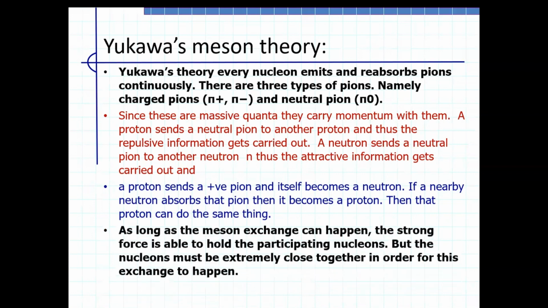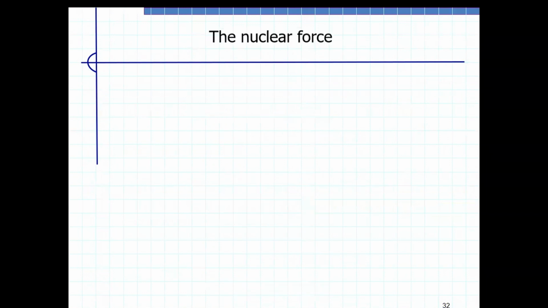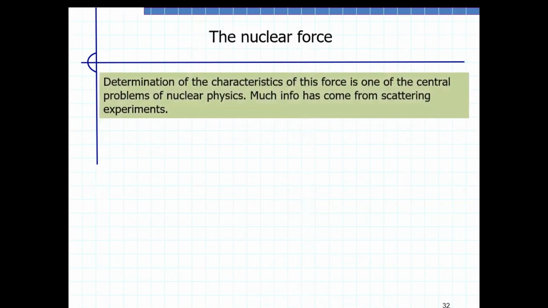As long as the meson exchange is happening, the strong force is able to hold these participating particles together. So the nucleons are bound in a system. But the nucleons must be extremely close to each other because these exchanges can occur only in a close vicinity, because the pions are massive and they cannot travel far distances. And that's how the short range of the nuclear force emerged.